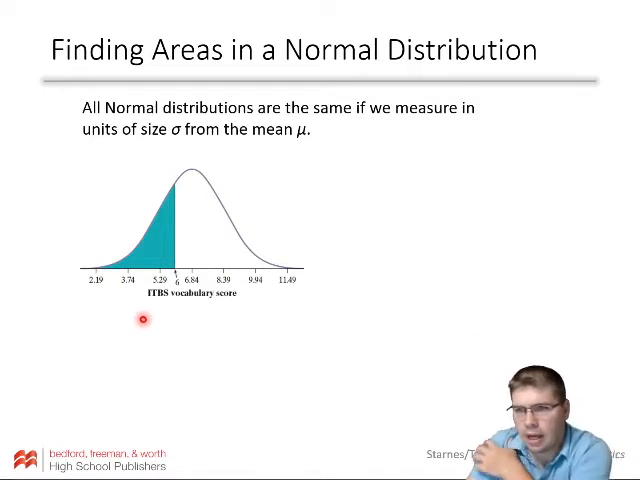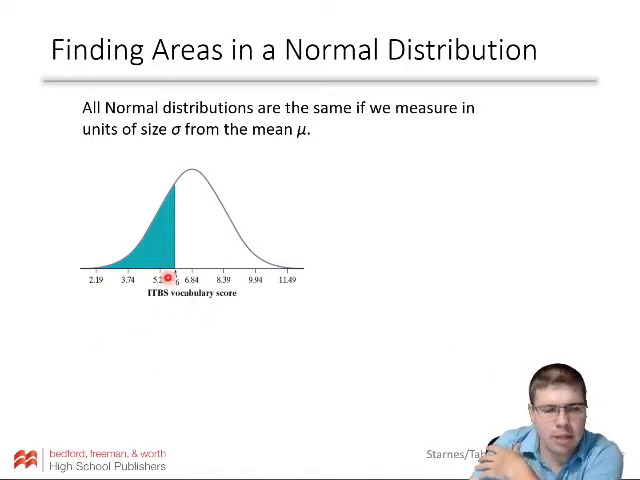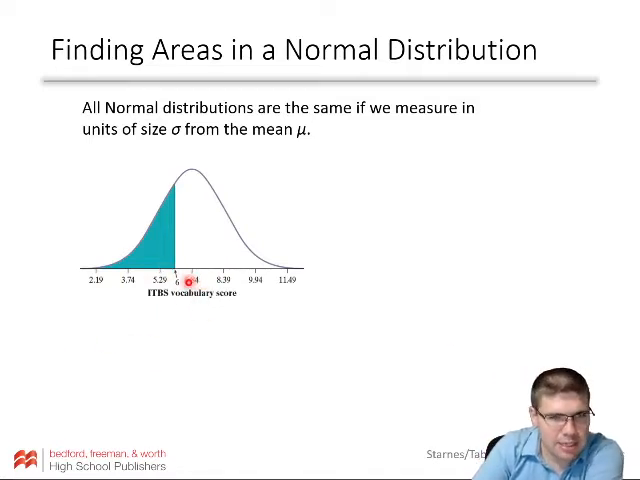So here we've got these ITBS vocabulary scores. Looks like the mean is 6.84. The standard deviation is, I don't know, whatever the difference between those two numbers is. And so we're looking for an area under the normal curve corresponding to this region. Well, without calculus, we need another way to do this.